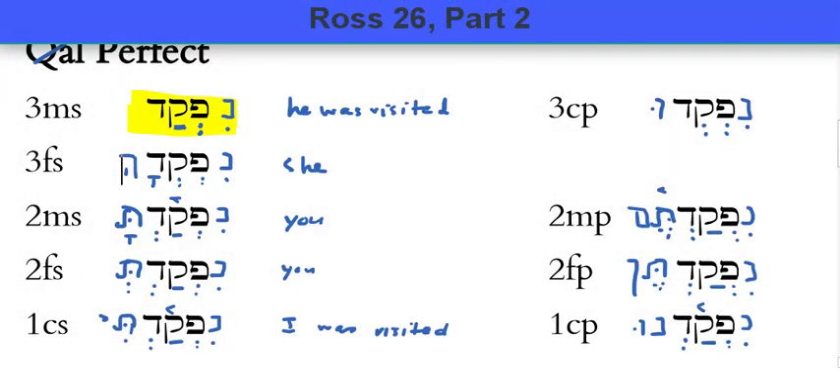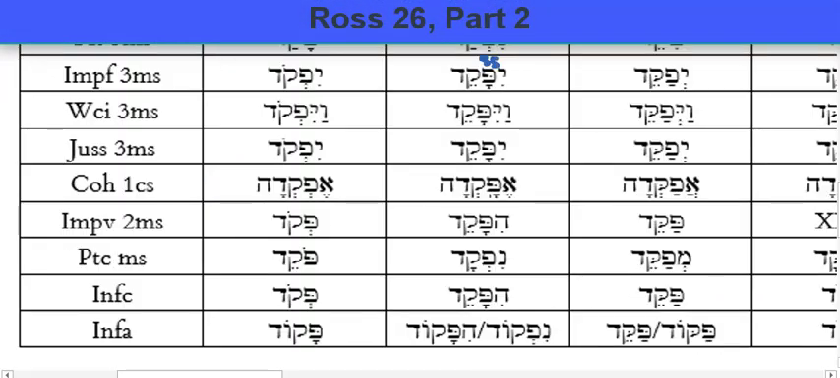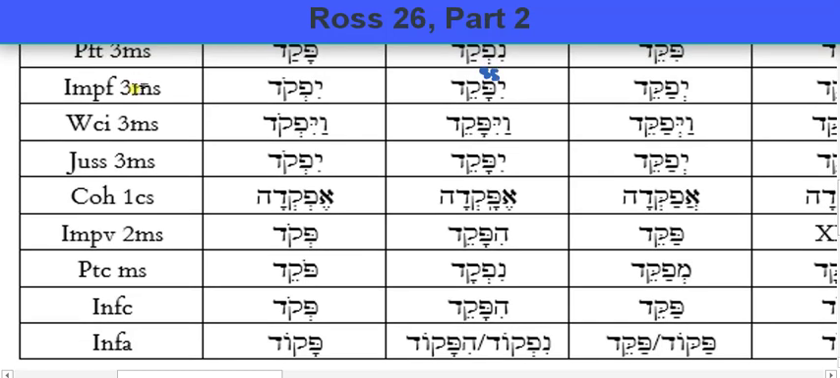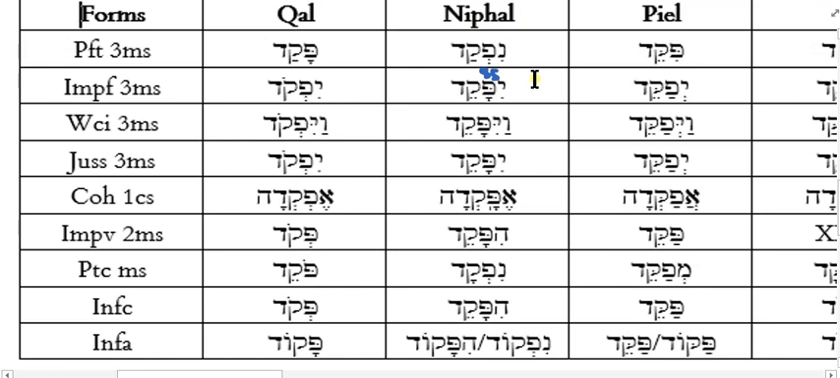Now let's look at our principal parts page. Going back to the Nifal imperfect, we want to learn the basic pattern for the Nifal imperfect. It is yipakade. Let's contrast that with the Qal imperfect: yifkod.